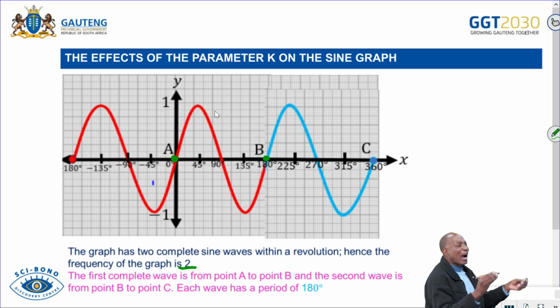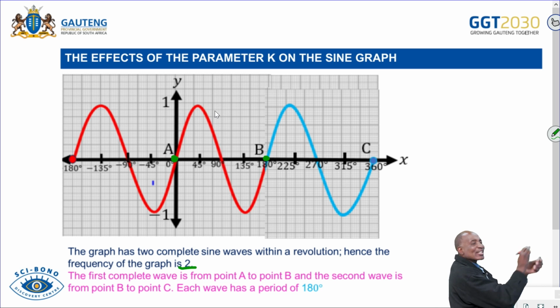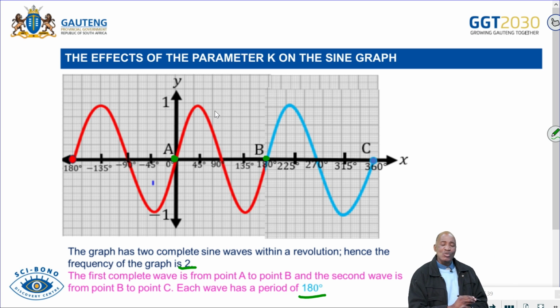In short, I'm dividing that period of 360 into 2. Because this graph now completes within a short space of time, which is after 180 degrees. The first complete wave is from point A to point B, and the second complete wave is from point B to point C. Each wave has a period of 180 degrees. It's no longer 360 degrees. So that too has an effect.